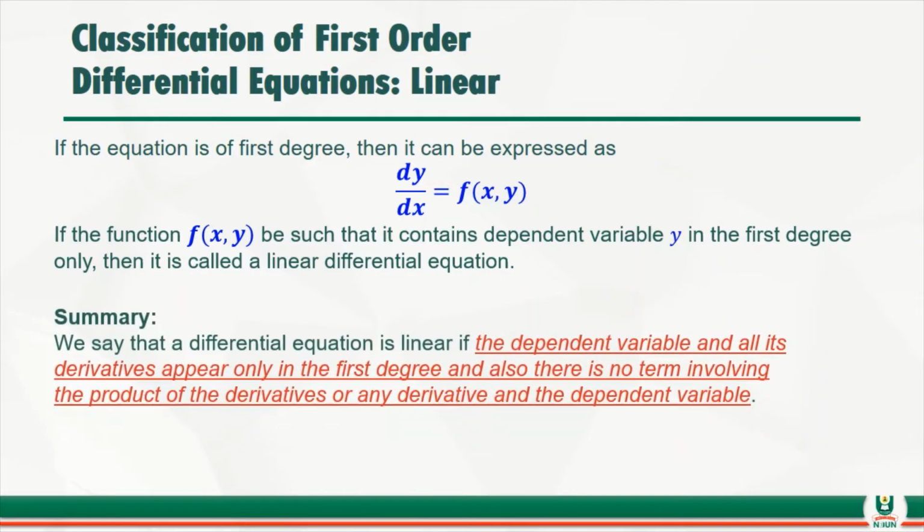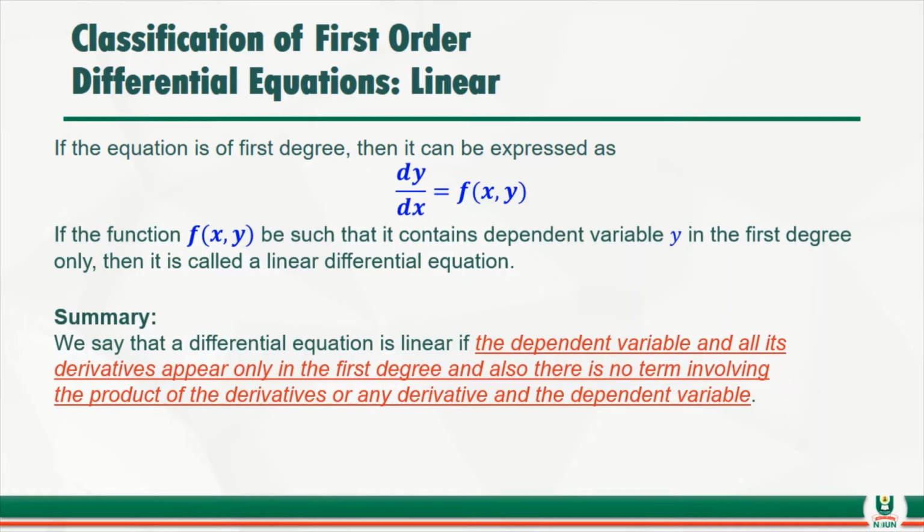But the only thing we should look at is the summary. We call this linear because the dependent variable, which is y in this case, and all its derivatives, like dy/dx, just like we have it, it's first order, they are in the first degree. What I mean is that dy/dx is raised to power 1, y is raised to power 1, and there is no place where we have dy/dx multiplying y. That is the key note here.